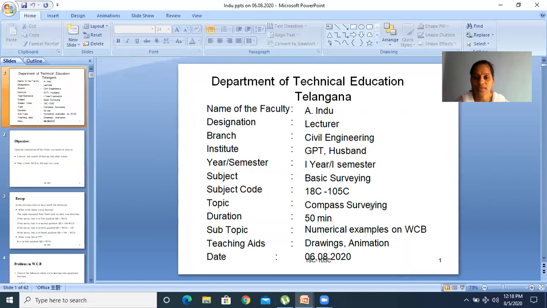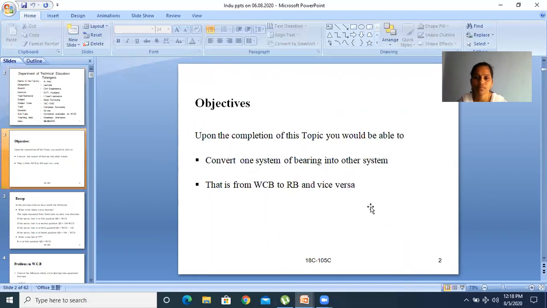So this is our today's topic, numerical examples on whole circle bearing. On completion of this topic, the student would be able to convert one system of bearings into the other system, that is, from whole circle bearing to quadrantal bearing and from quadrantal bearing to whole circle bearing. So you can easily do the conversion.